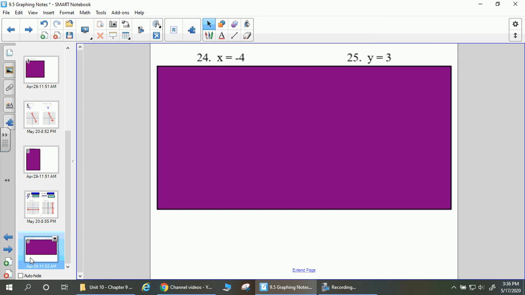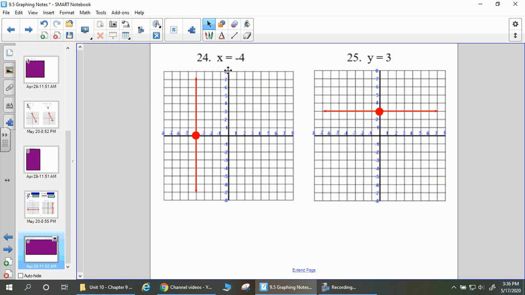So real quick, if you want to graph these, go ahead. If you just want to sort of picture in your head which one of these is going to go from left to right, which one of these is going to go up and down, where are they on the graph, right? Where would you put that starting dot? So x equals negative 4. On the x-axis, I put my dot at negative 4. I turn, and so my line goes up and down.